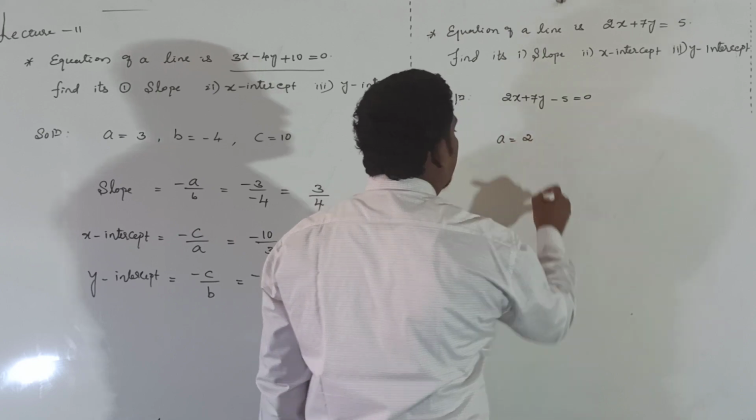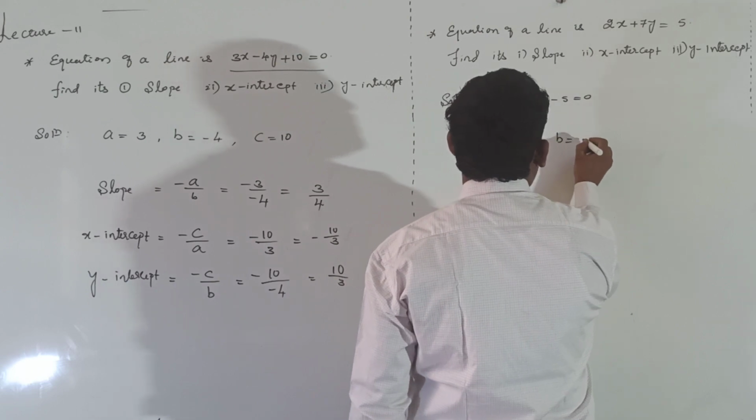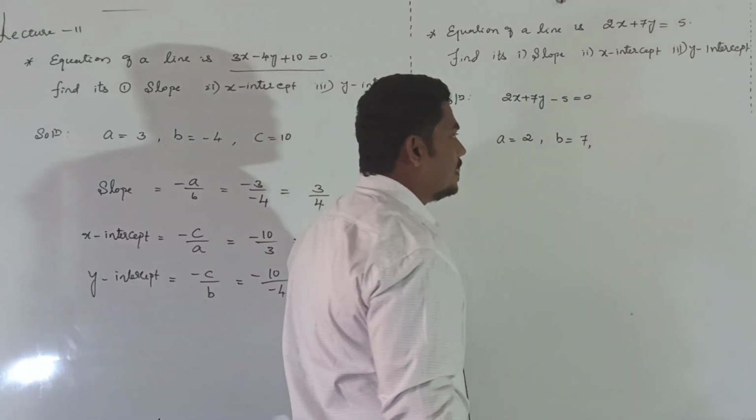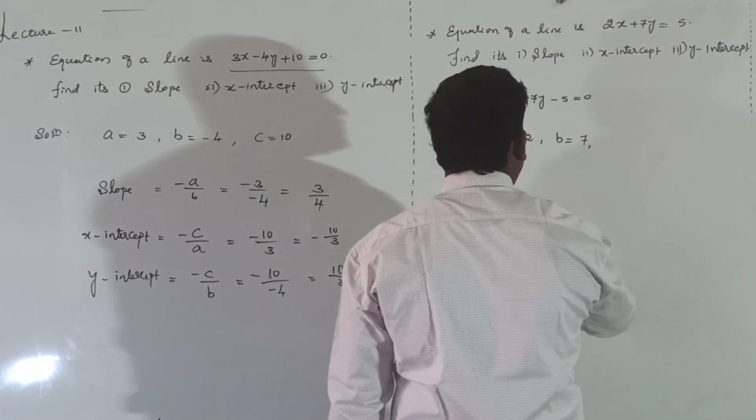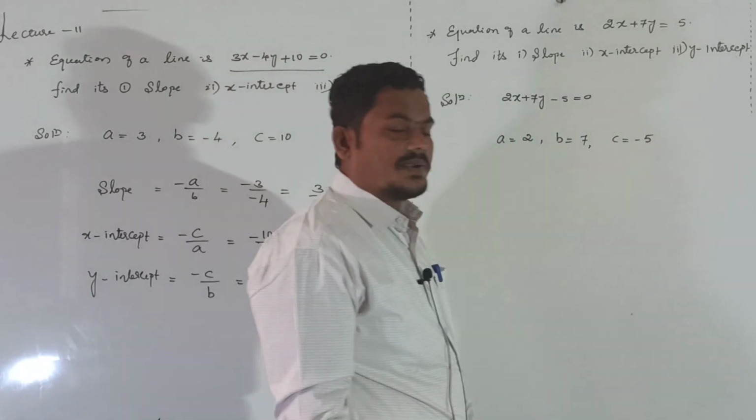So what is a value? The coefficient of x is a, right? Then what is b value? 7. Then what is the constant term in this case? That is minus 5, right?